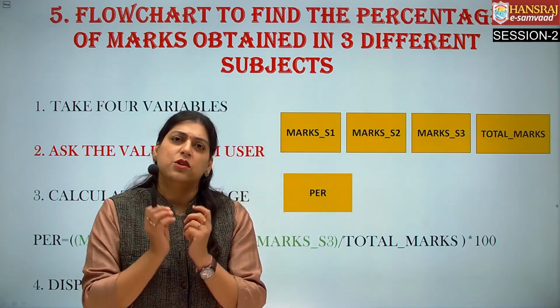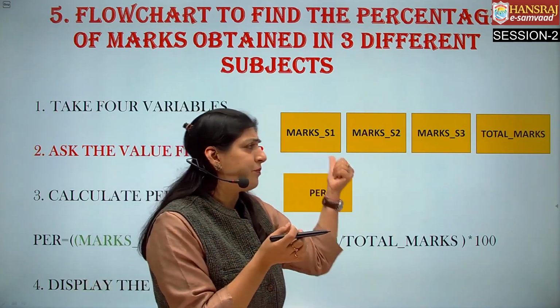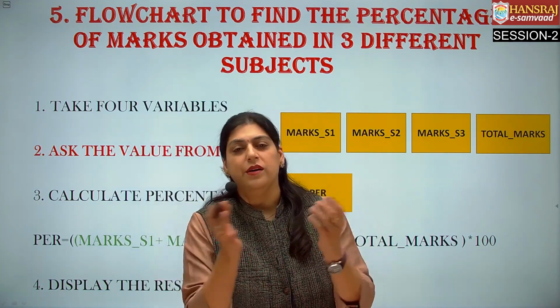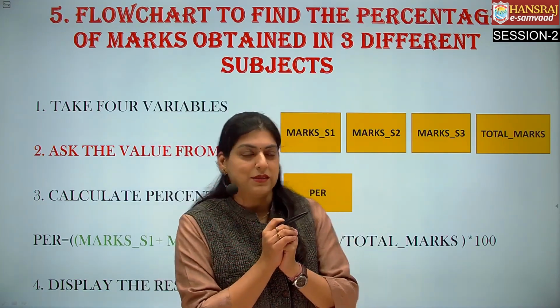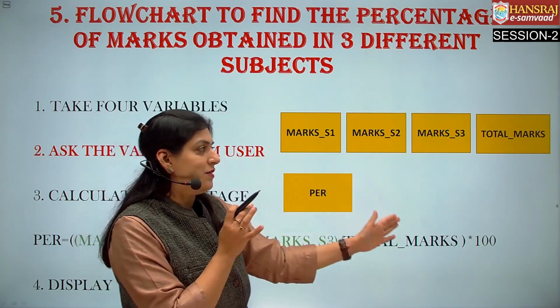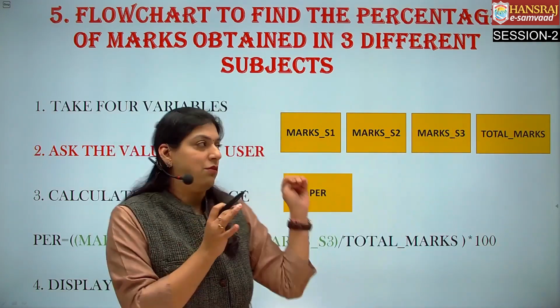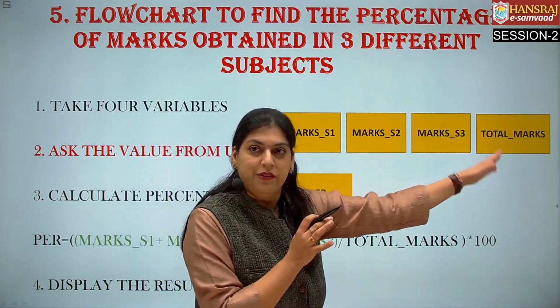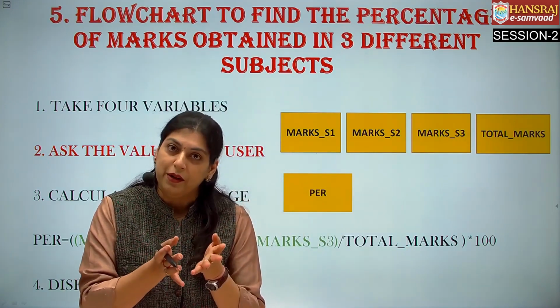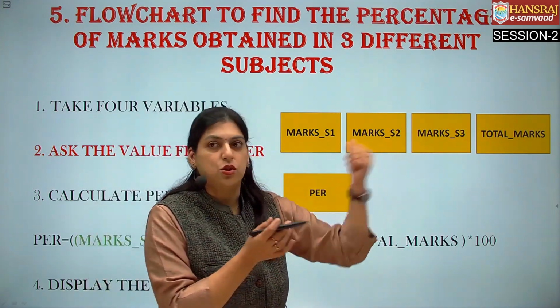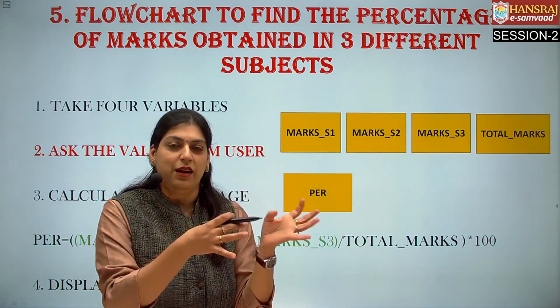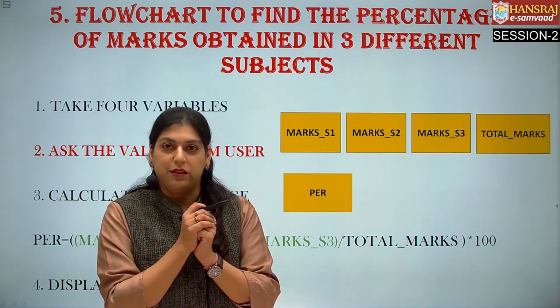I can ask the user to enter the total of any one subject or three subjects. In this particular case, let's take it the simpler way. This is the total marks of these three. So 300 will be the value the user is going to enter, and individually the marks will be entered by the user. And then we are taking these three variables, storing their value.